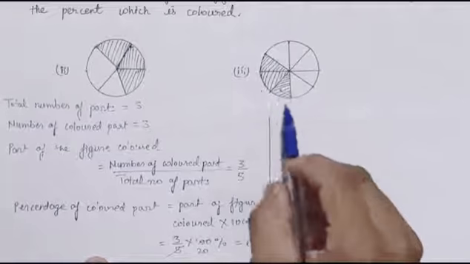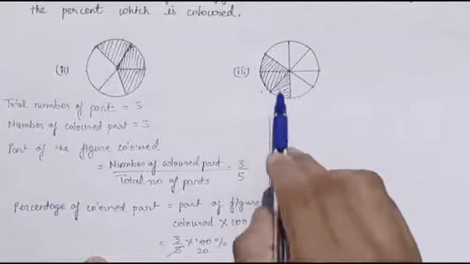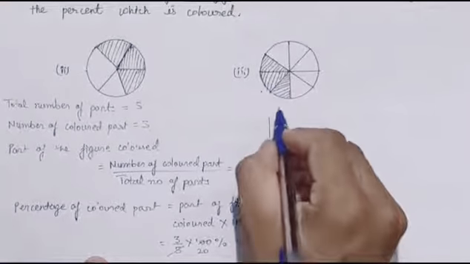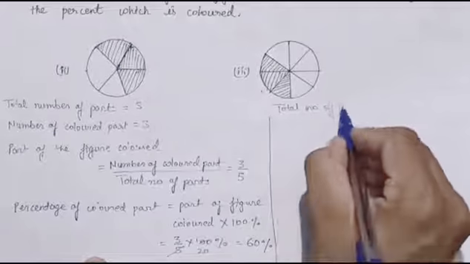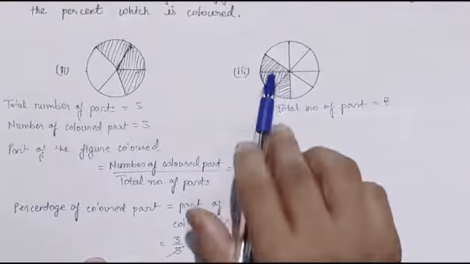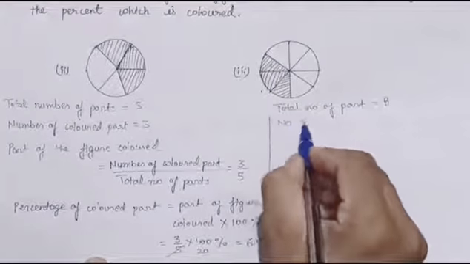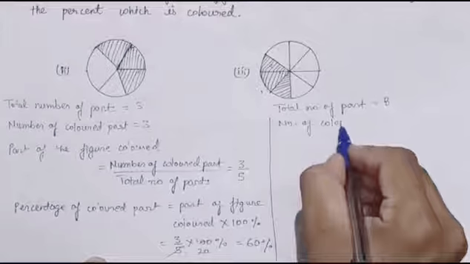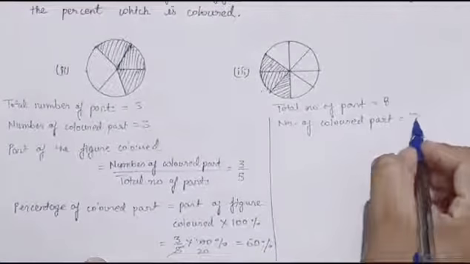So here in this part you can see there are total 1, 2, 3, 4, 5, 6, 7 and 8. So we can say total number of part is equals to 8. Number of colored part is 1, 2 and 3. Number of colored part is equals to 3.